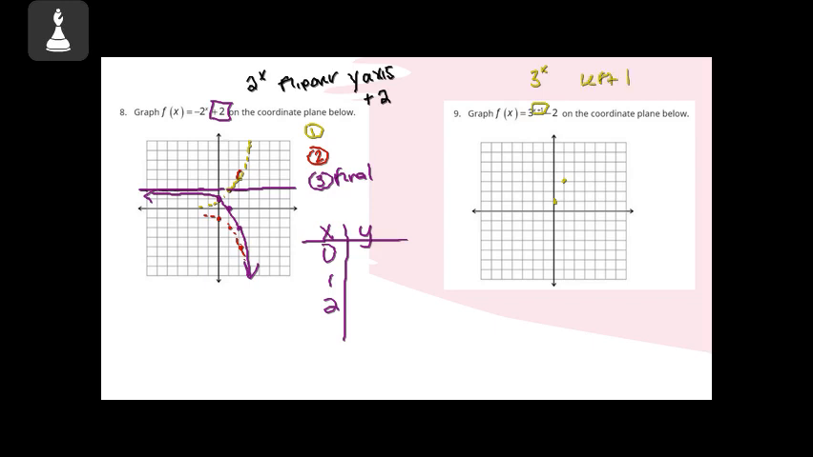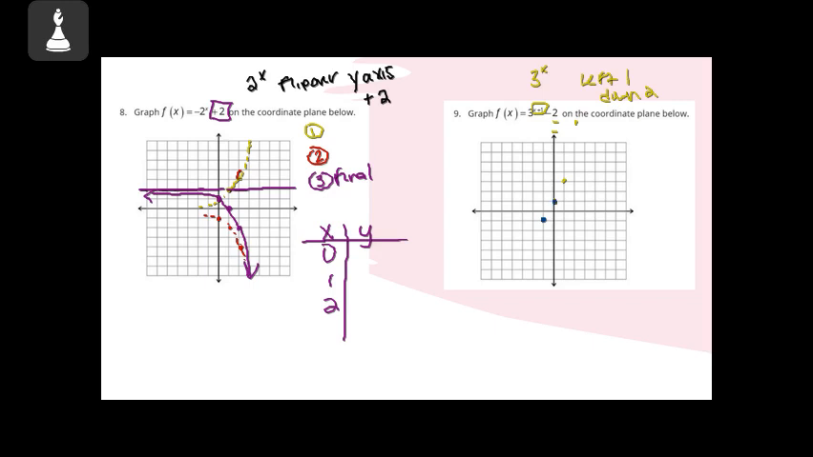So let me see if I can get my 9 on here. 1, 2, 3, 4, 5, 6, 7, 8, 9. So I'll do that just so that I can then, this one I can do all in one step. Okay, so take every point, move it left 1 and down 2. So left 1, down 2. This point here, left 1, down 2. This point here, left 1, down 2.